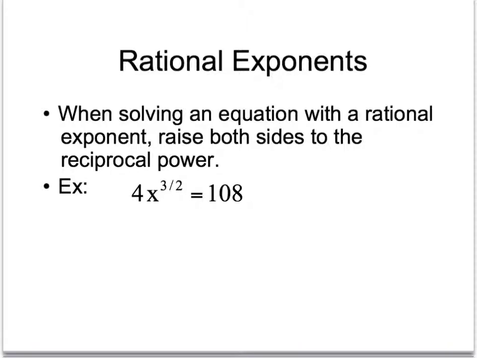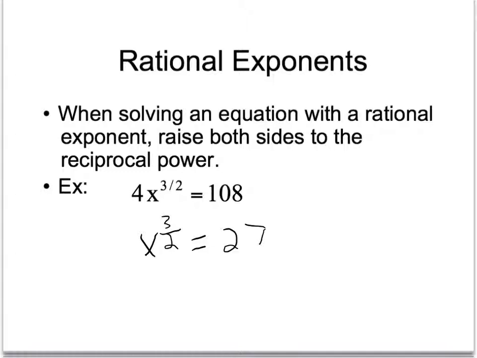But the question is again, you can have the same type of steps as you did with the radical sign. We have to isolate the variable with the power first. So in this case, we can divide by 4 first. So x to the 3 over 2 equals 108 divided by 4 is 27.